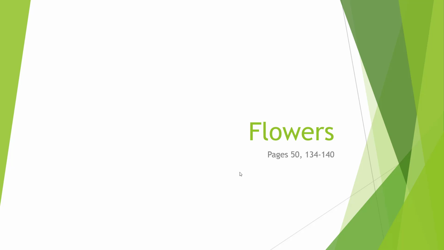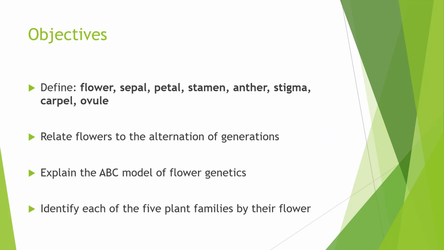Let's look at flowers. Sounds pleasant. Be able to define flower, sepal, petal, stamen, anther, stigma, carpel, and ovule. Be able to relate flowers to the alternation of generations. Explain the ABC model of flower genetics and identify each of the 5 plant families that we covered earlier by their flower.